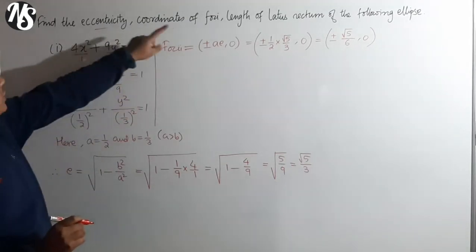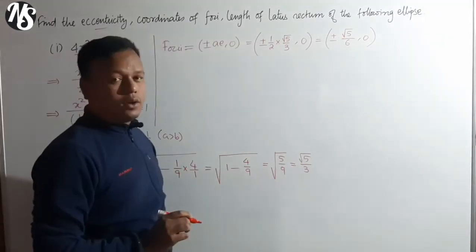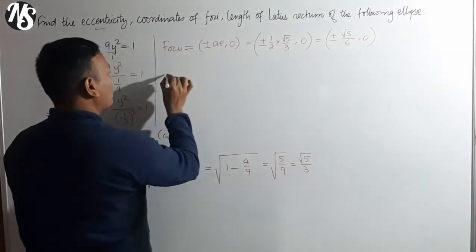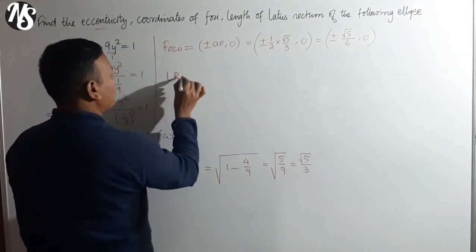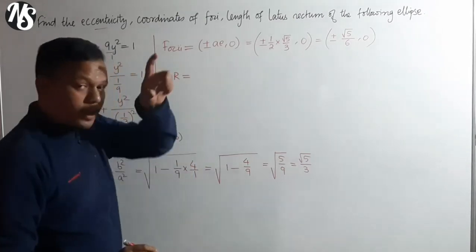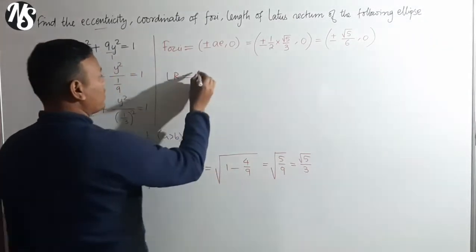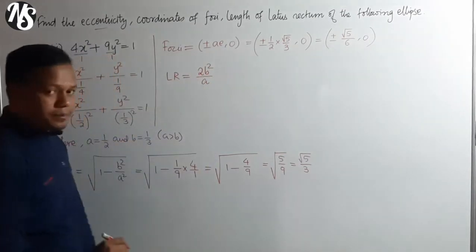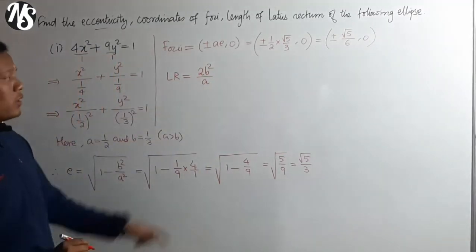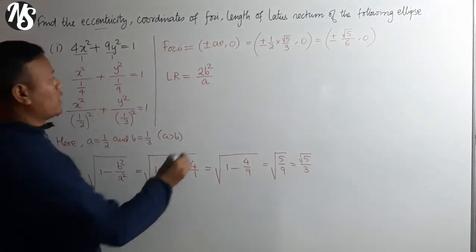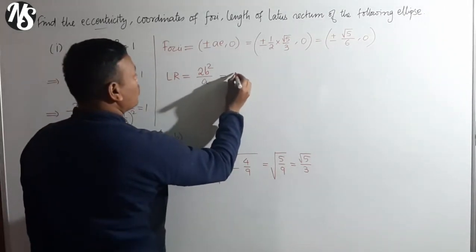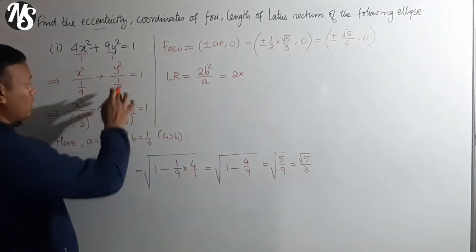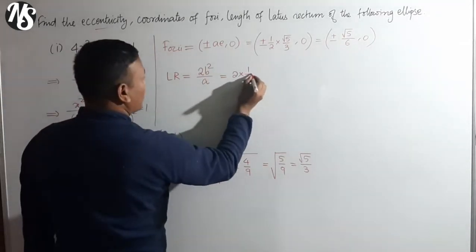Next, okay, so we have found the foci. Next we need to find the length of latus rectum. Okay, so length of latus rectum. So I am writing LR. So if you again go to that table, you will see that length of latus rectum is given by 2b square by A. Let's put the value now. So let me write this as 2. B square is how much? B square is 1 by 9, isn't it? So b square is 1 by 9.